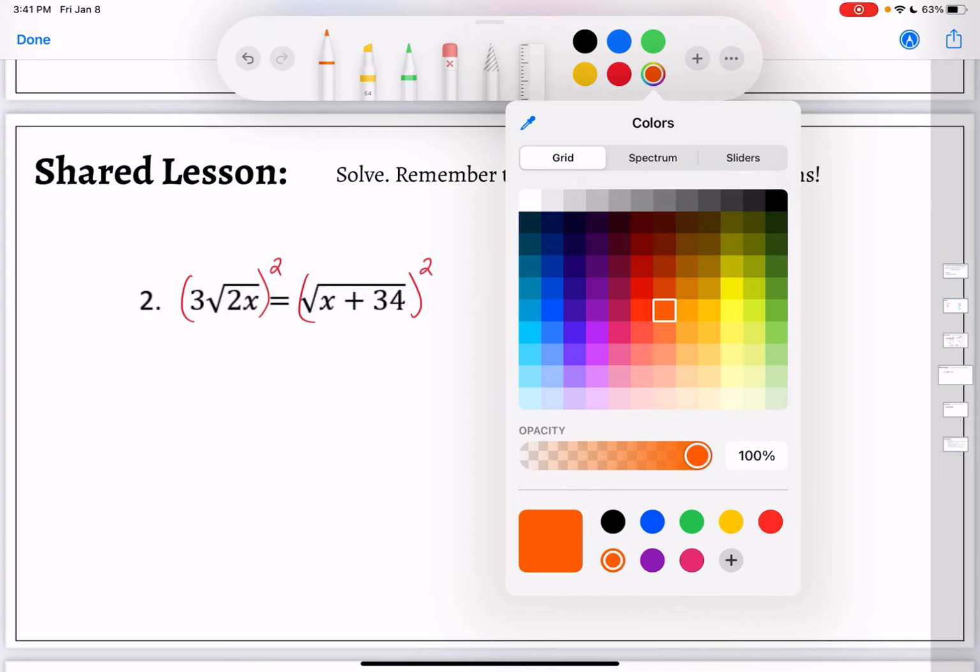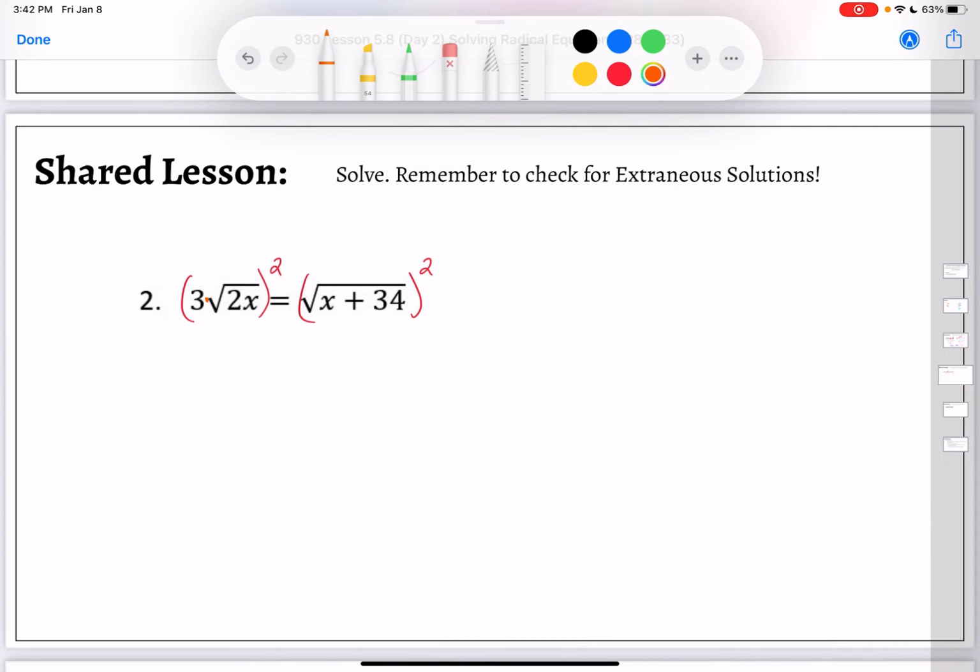Now remember, like our warm-up, this is multiplication going on here. When I have an exponent outside of parentheses with multiplication on the inside, I need to distribute my exponent to both parts. So this becomes 3 squared, and this becomes radical 2x squared, right? 3 squared is 9. Radical 2x squared, there the squared and the squared cancel, so I'll have 9 times 2x.